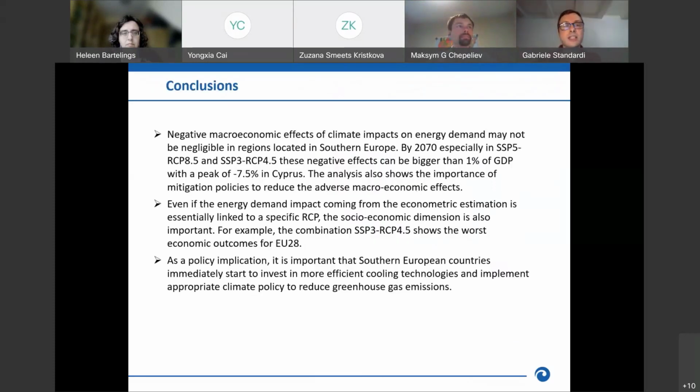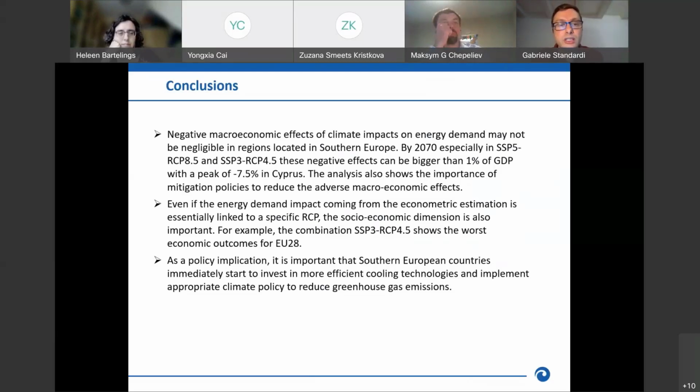So to conclude, we can say that the negative macroeconomic effects can be substantial. Negative macroeconomic effects of climate impacts on energy demand, especially in regions located in southern Europe and in SSP5 RCP 8.5 and SSP3 RCP 4.5. And there is especially Cyprus, and also Malta and other regions in Portugal, Spain, Greece, and Italy. Then, of course, the socio-economic characteristics are also important, as we have seen in SSP3 RCP 4.5.